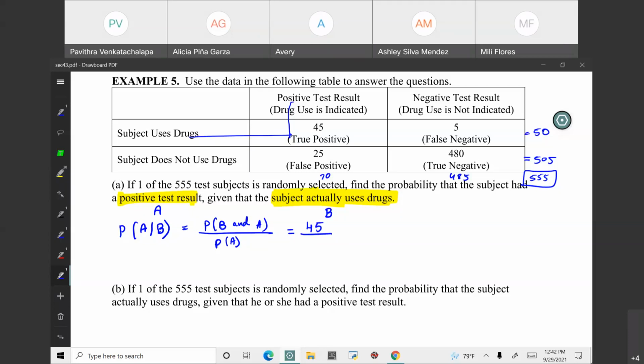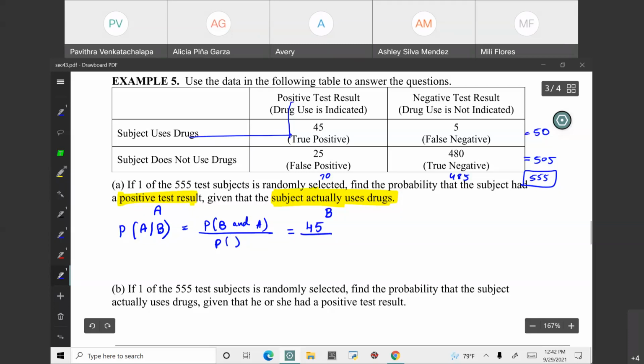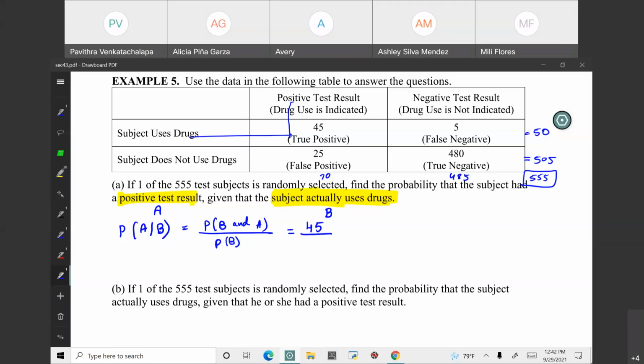Oh, sorry, the formula is wrong. It is P of B and A divided by probability of B. Now the B event is using drugs, so this will be the total number. The total number of subjects who use drugs is 50. Okay, that's a small correction there. Point 900.